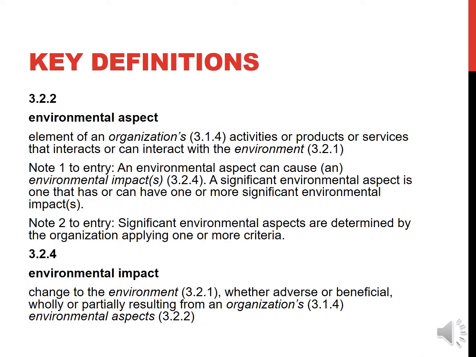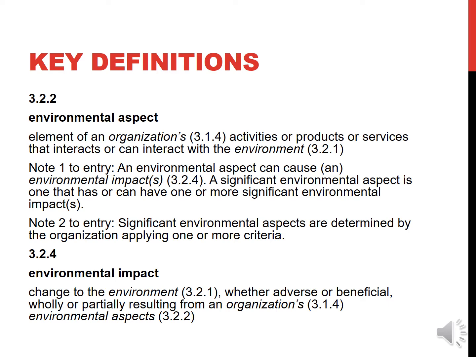As usual, we're going to begin with some key definitions from the ISO standard. The first one is environmental aspect. This is the term that's most frequently misunderstood by students. An environmental aspect is an element of an organization's activities or products or services that interacts or can interact with the environment. An environmental aspect can cause an environmental impact, and a significant environmental aspect is one that can have one or more significant environmental impacts. The way we determine significant environmental impacts is that we apply criteria. We're going to look at some criteria in just a minute.